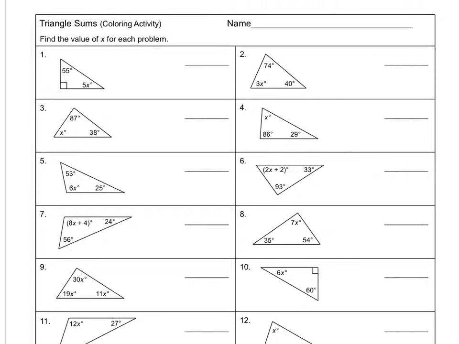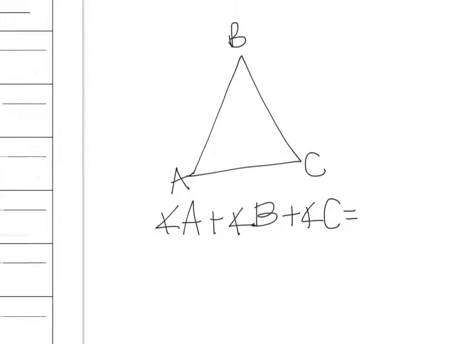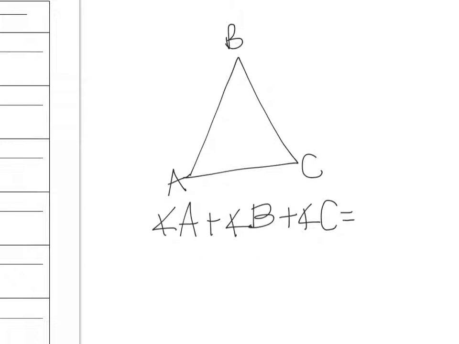Okay, so now that we've spent some time looking at systems, I'd also like to review some stuff about triangles. So you guys are going to be doing a coloring activity where you have to solve a bunch of problems that have to do with triangles and the angles inside them. So we've actually done some of these problems when we played The Blind Side, so they should seem kind of familiar.